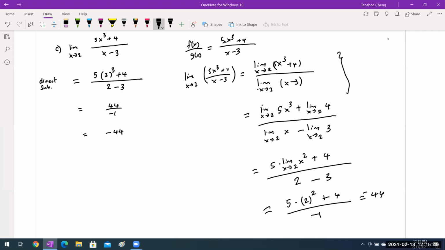And on the test, whenever you can apply direct substitution, I recommend you use that so that it shortens the work. So let's take a look at the next example.